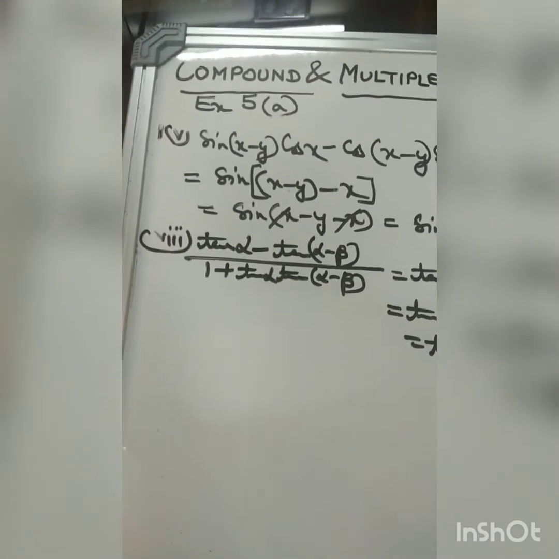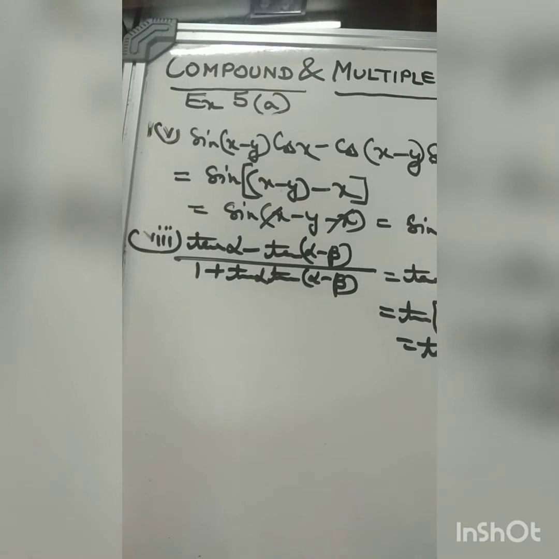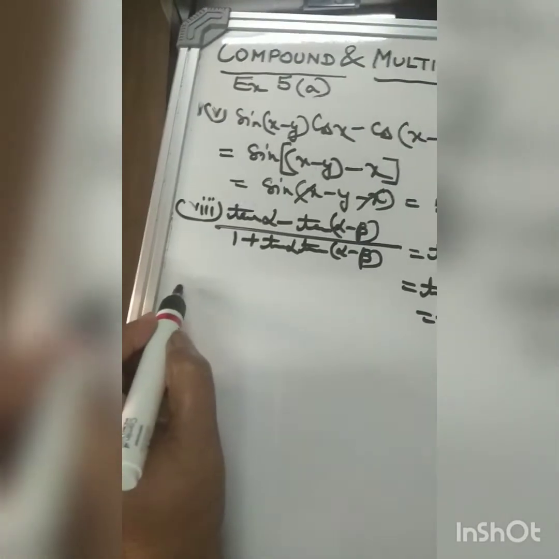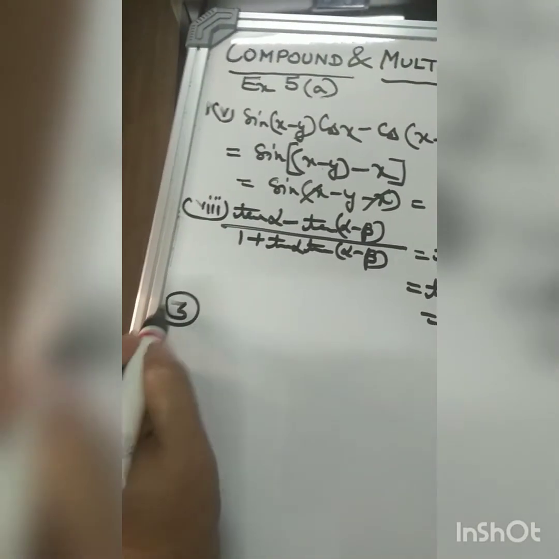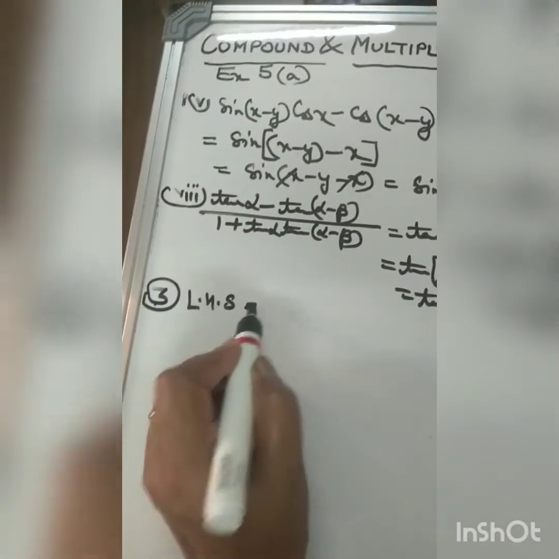Now actually the exercise starts with question number 3. From 3 onwards you have proving identities. So for the third question, if we have to prove, I always say when you have to prove, start from the complicated side to the simpler side. So we will start with the left hand side.